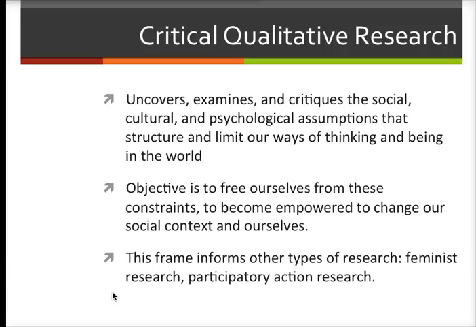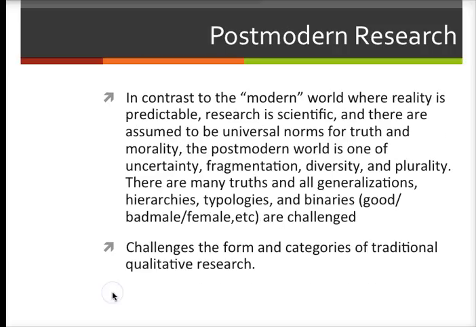Okay, you may want to apply a critical lens, but not do a critical research style. Okay, they don't have to be together. You can use a critical frame in a basic interpretive study. You can use a critical frame in a narrative analysis. And we've talked about postmodernism as a frame, but you also can use it as a research style.